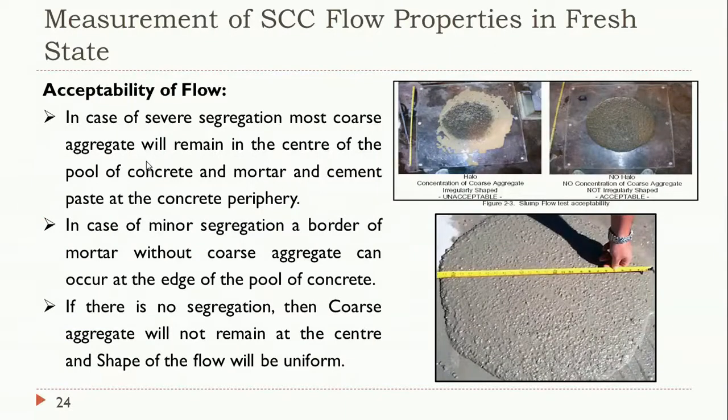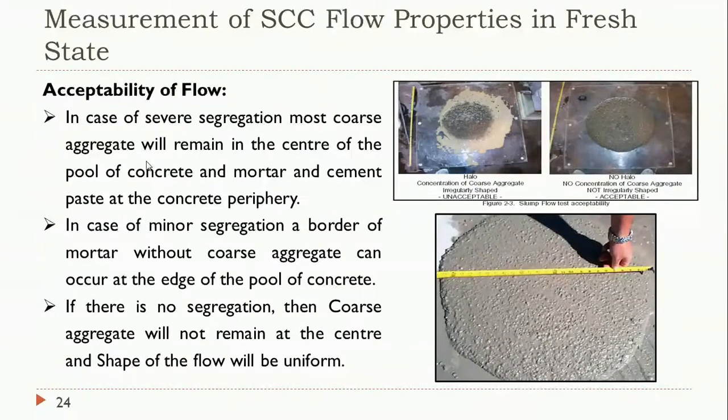Acceptability of the flow in case of severe segregation. As I already told, it gives the passability and filling ability, and also flowing ability, and you can observe whether there is any segregation in the concrete at the time of flow. In case of severe segregation, the core aggregate will remain at the center, and the cement paste will move to the concrete periphery. It will move till the last if it is a severe segregation.